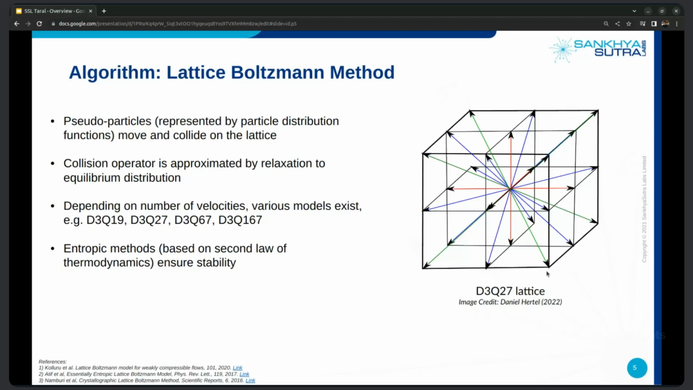Now, the basic algorithm of LBM is composed of two steps. The first is the streaming step, where particles are transported based on their particle density functions and the velocities. And the second is the collision step, where the interaction between particle packets is modeled. And particle collision is operated by something called the collision operator. And this collision operator is approximated by the relaxation to an equilibrium state or equilibrium particle distribution function. Now, there are some treatments to LBM that make them more stable, and I will get to a little bit more detail about this in a subsequent slide.